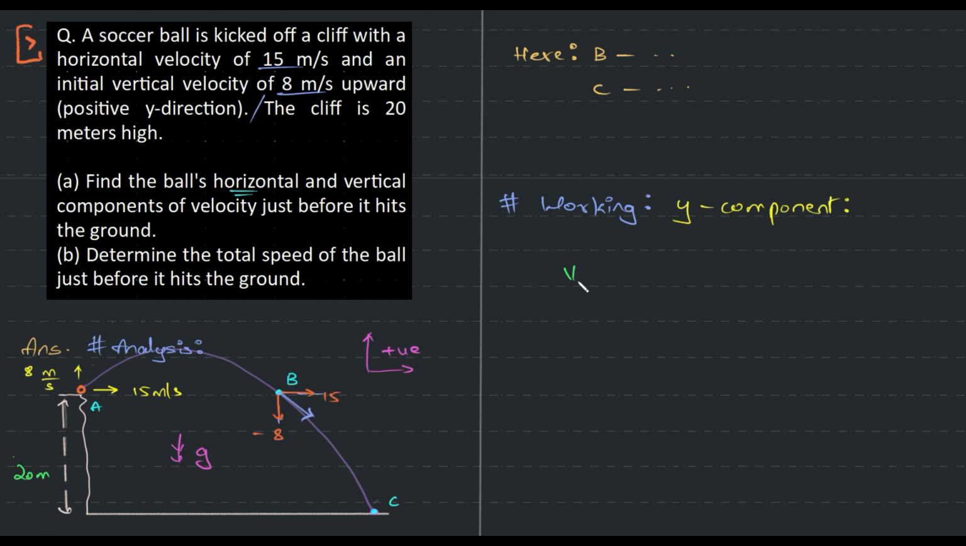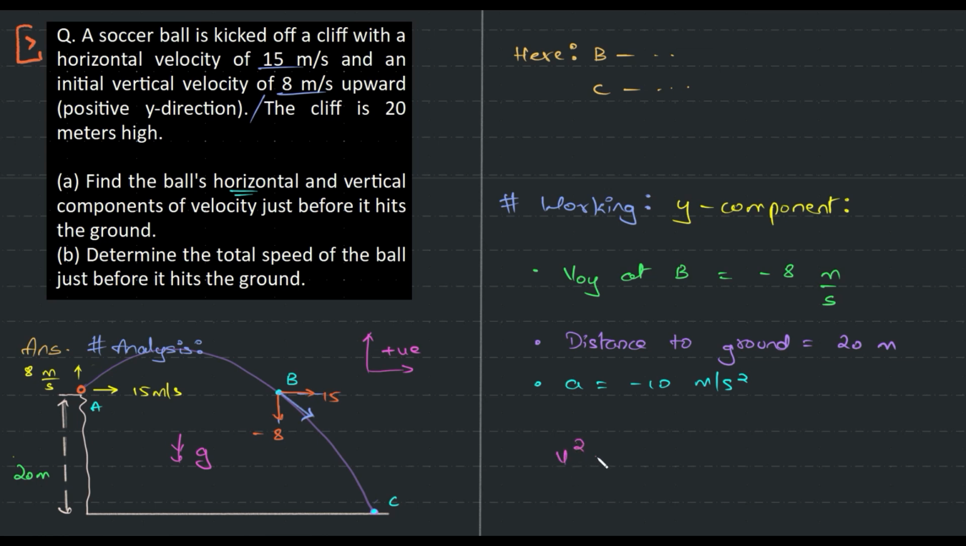So the y component: the initial velocity along y at B will be minus 8 meters per second. Then what else? The distance it has to travel, so the distance to the ground would be 20 meters. Then what else do you need? Acceleration due to gravity is 10 meters per second squared. That's it. So all we have to do is find the final velocity.